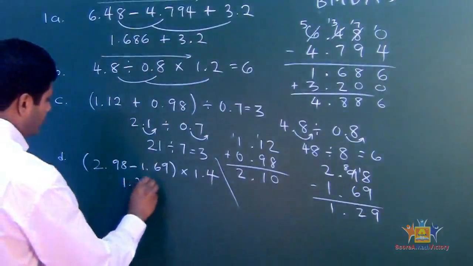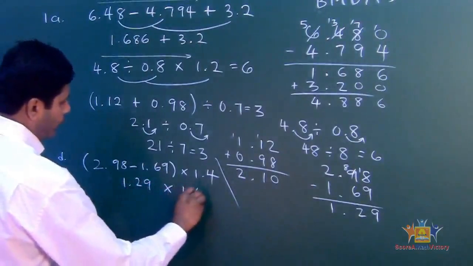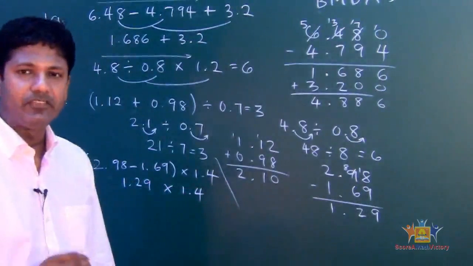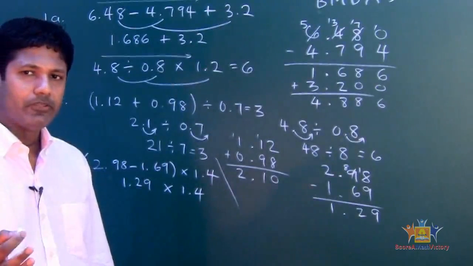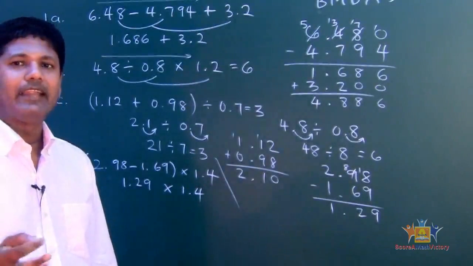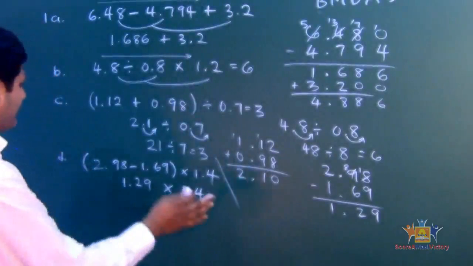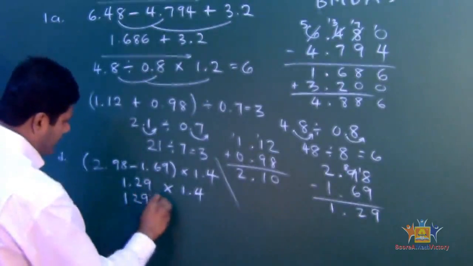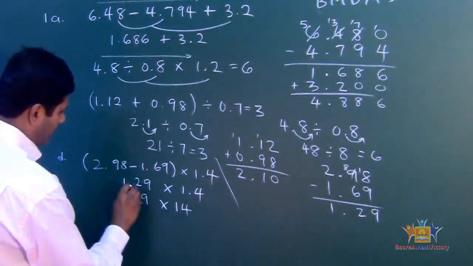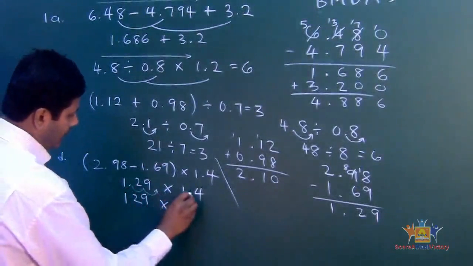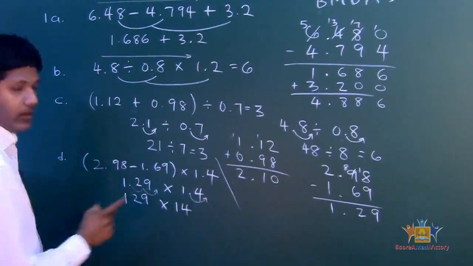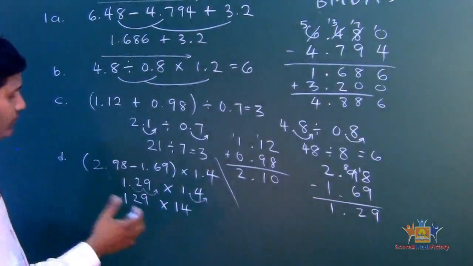So 1.29 times 1.4. Now how do we do that? When it comes to multiplication with decimals, what method are we going to use? Exactly. Forget now, remember later. We're going to forget the decimals, so it's going to be 129 times 14. We're moving the decimals out for right now. I moved it twice on this one, once on that one. The total number of times I moved it was 3.